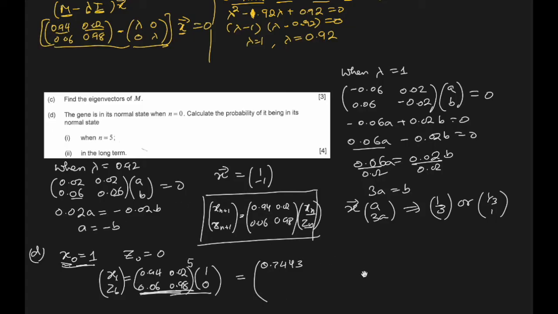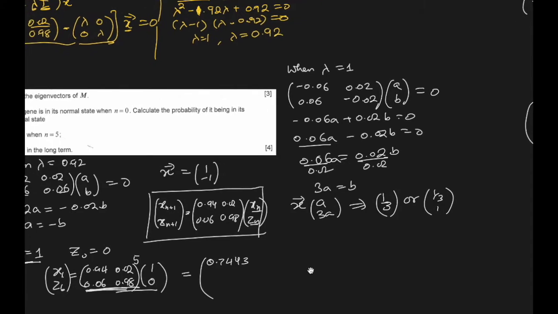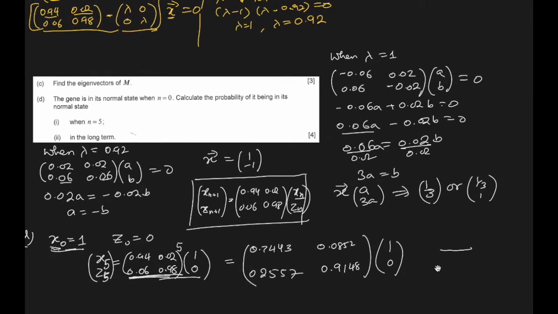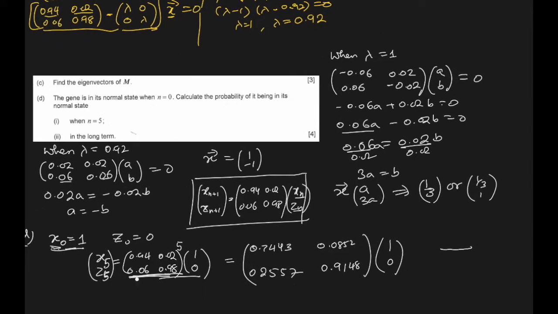Okay, and 0.0852, and then 0.2557, 0.9148 for this part, and then we'll multiply with 1 0. They are asking x5. Yeah, they're only saying find the calculated probability of being in its normal state. So only x5 they're asking, not z5. So we'll find x5 only.